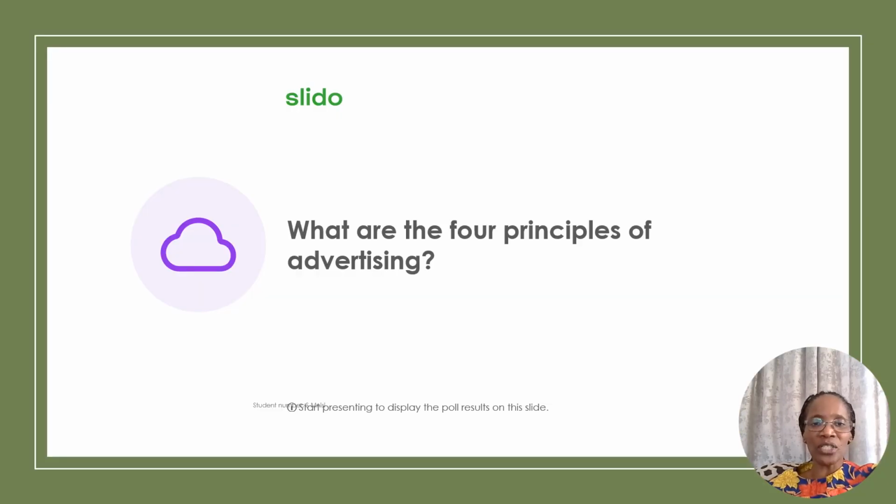This is the Slido question. What are the 4 principles of advertisement? It's just a matter of recapping and allowing the students to remember and to write those principles that we have discussed in this lesson. You can even go so far as to say they must not just list, but they must explain the principles of advertisement on that slide.